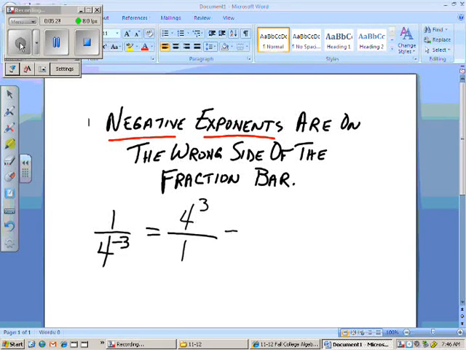If we simplify this a little further, anything over 1 is just itself. So 4 cubed over 1 is just plain 4 cubed. So we could simplify that a little bit further. All right, another example from page 17.